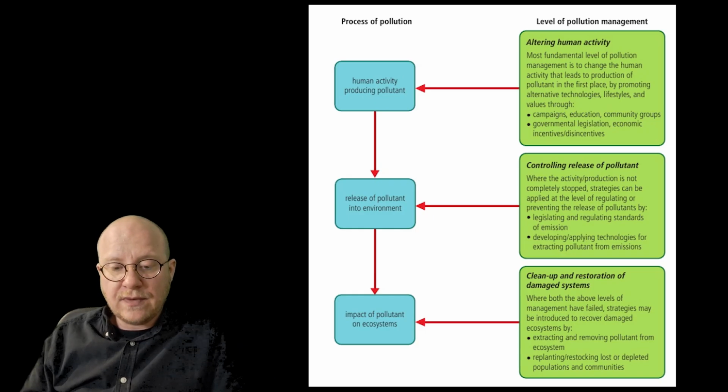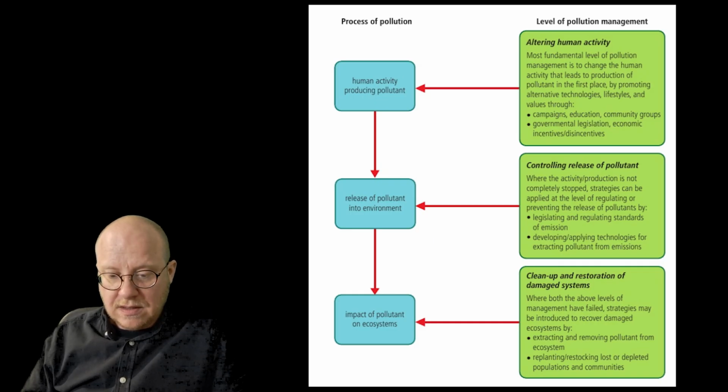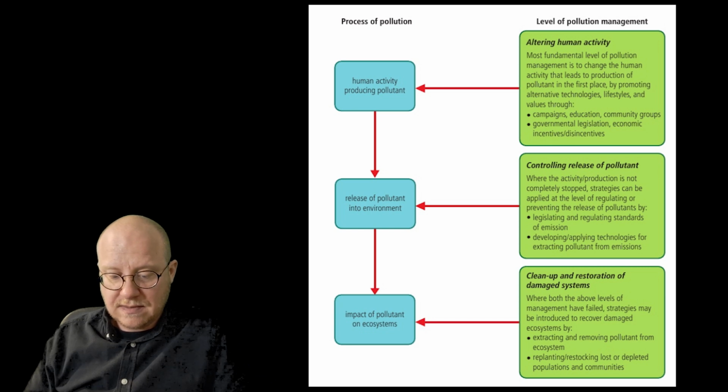Okay, so figure 4.80, pollution management targeted at 3 different levels. Okay, so here you can see the process of pollution, the human activity, release of pollutant into the environment, impact of pollutant on ecosystems, and the 3 different levels of pollution management, addressing those processes.